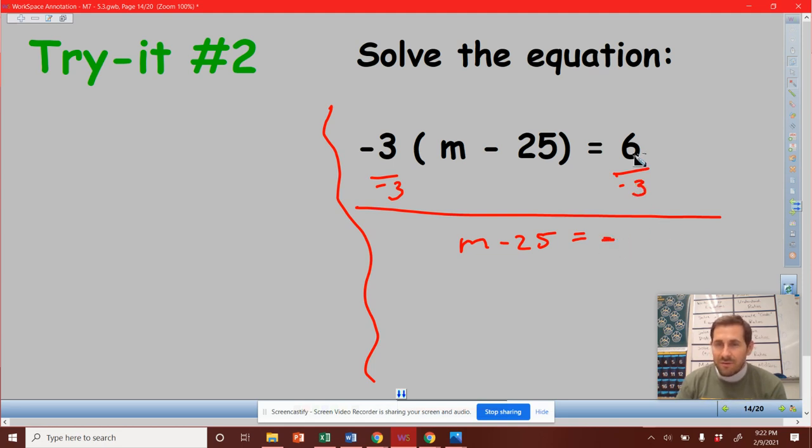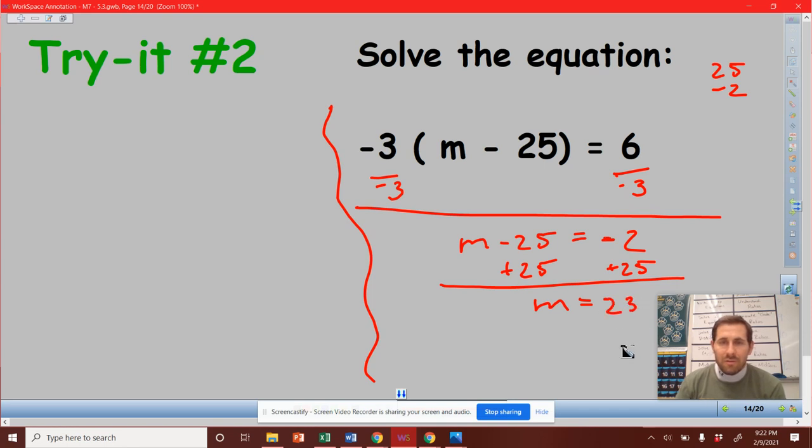I know it's a negative answer. 6 divided by 3 is 2, so it's -2. Now m minus 25, so I've got to add 25. Okay, so m equals, we have more positive than negative. This is really just 25 minus 2. So the answer is 23.